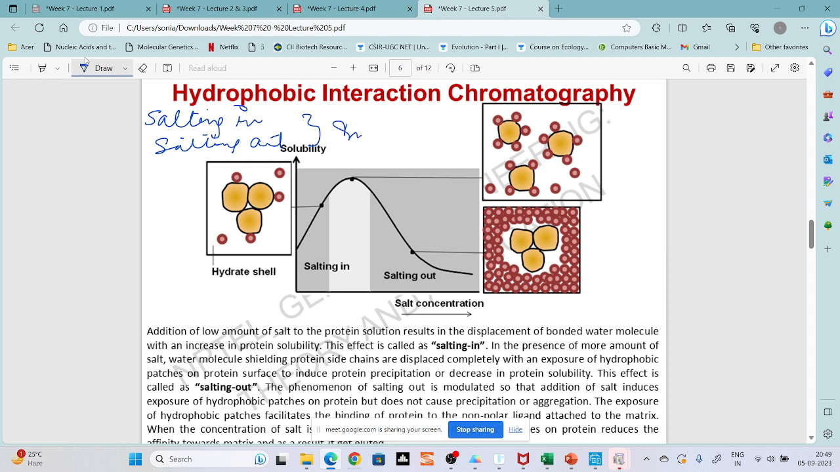Again, very important, students: this whole seventh lecture is very important for your competitive examinations, especially GATE and DBT. In GATE and DBT, questions related to chromatography, salting in, salting out, and different numerical problems related to chromatography are very frequently asked.